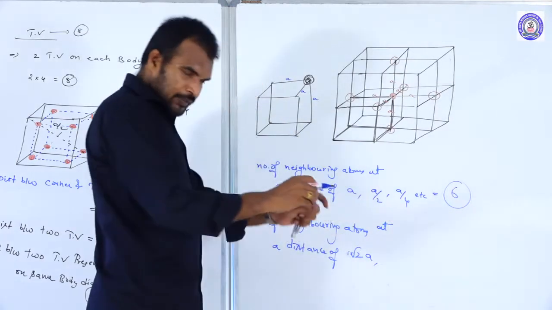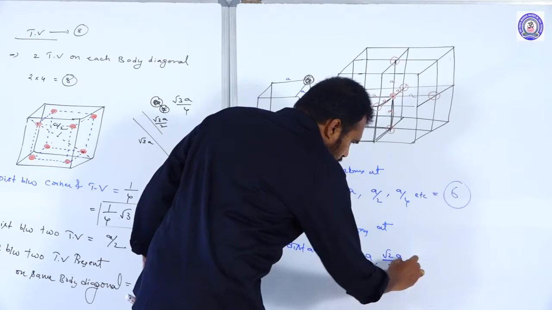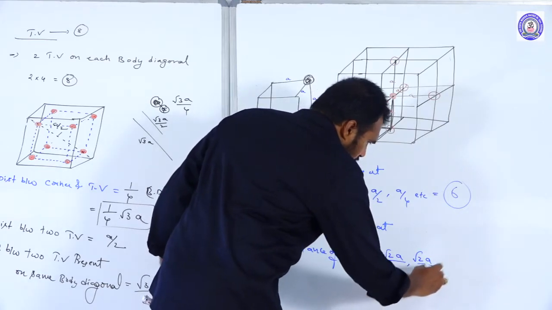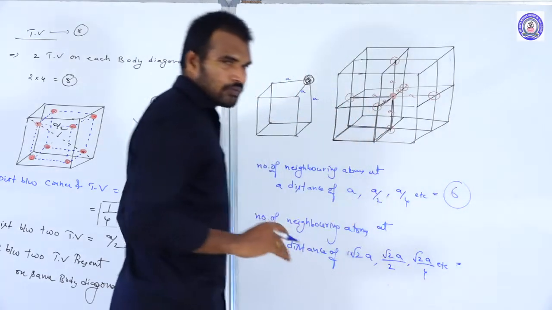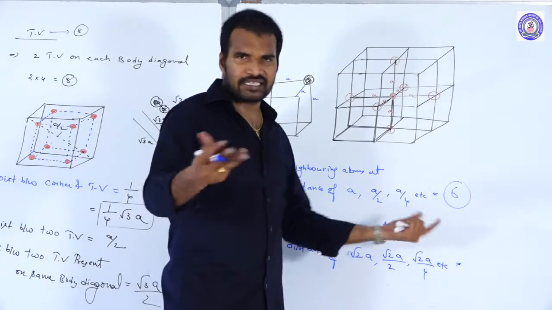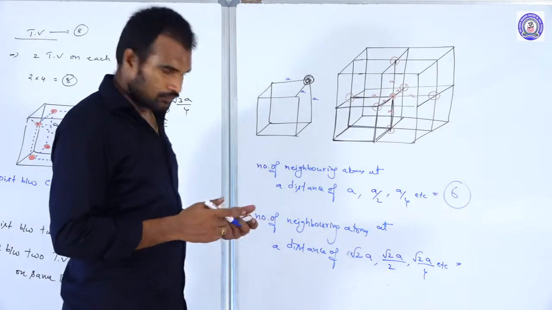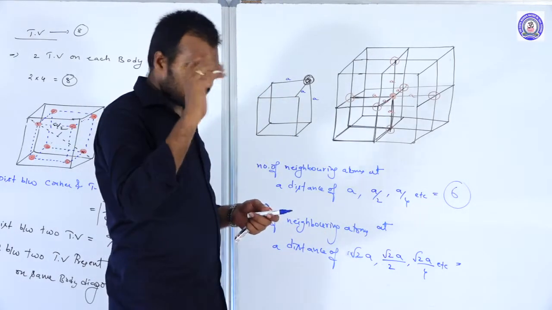A, root 2A is the face diagonal. Root 2A, root 2A by 2, root 2A by 4, etc. is equal to... First, root 2A you take. It's nothing but multiples of them, you will get the same value. That is why root 2A is nothing but a face diagonal. Now you take the face diagonal.